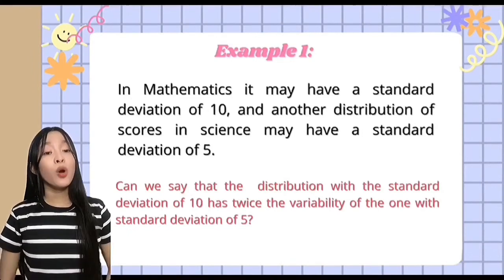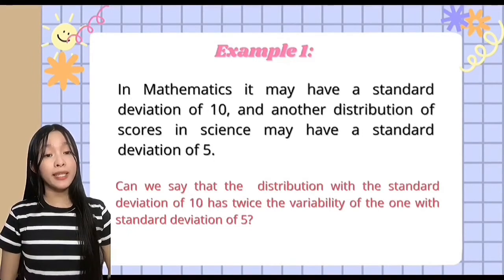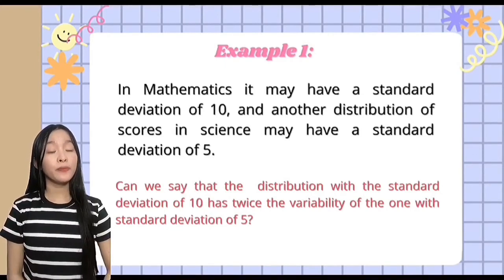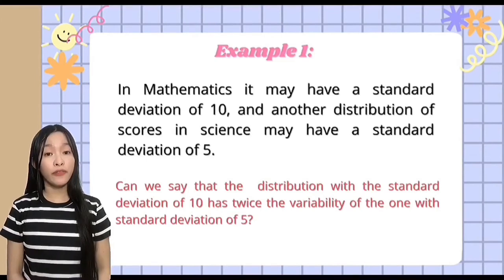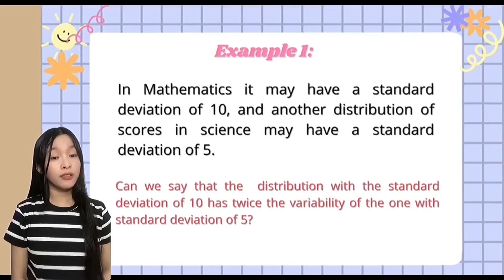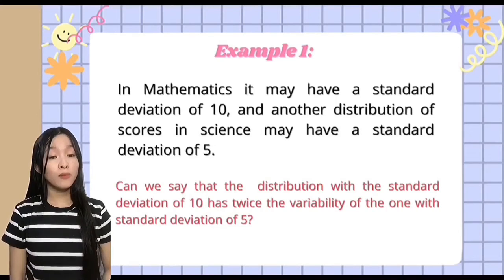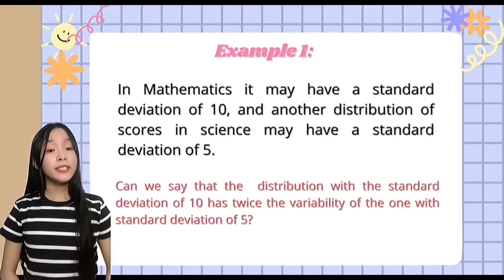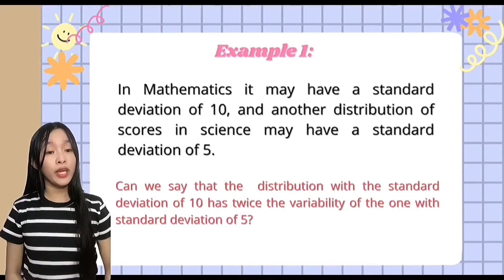So for example, one distribution of test scores in mathematics may have a standard deviation of 10, and another distribution of scores in science may have a standard deviation of 5. So if we want to compare the variability of the two distributions, so when we say variability, ito yung kung gaano kalawak na distributed yung scores in the distribution. That is the amount of the spread of the scores around the mean. So can we say that the distribution with the standard deviation of 10 has twice the variability of the one with standard deviation of 5?